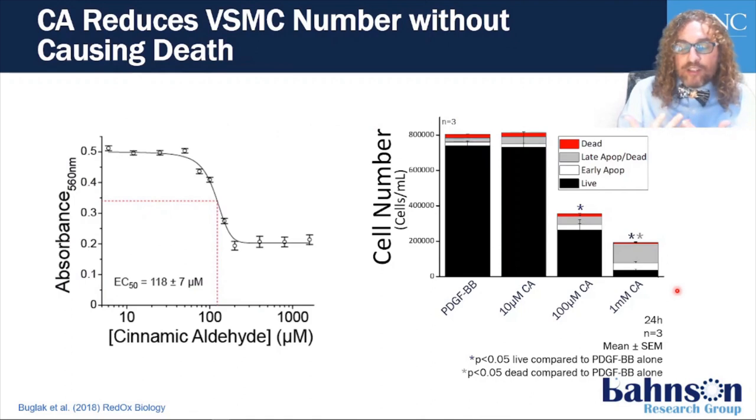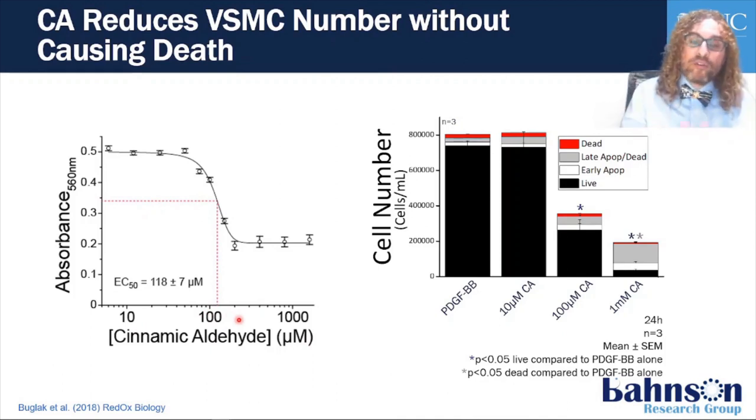This should lead to a change in the proliferation and migration of smooth muscle cells. The first thing that we looked at was an MTT to see that, in fact, cinnamic aldehyde was inhibiting cell proliferation. We used MTT as a first surrogate to explore what concentrations we had to work with, and we found an EC50 a little above 100 micromolar.